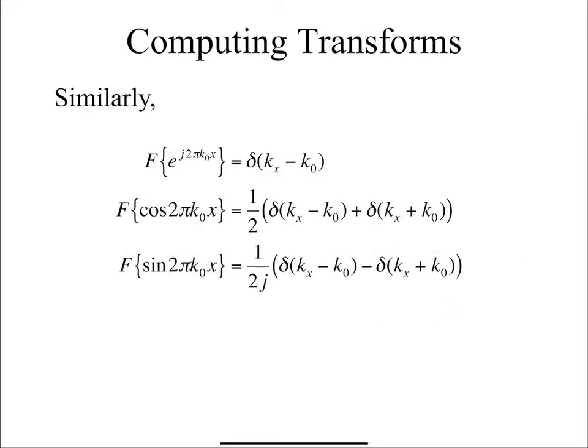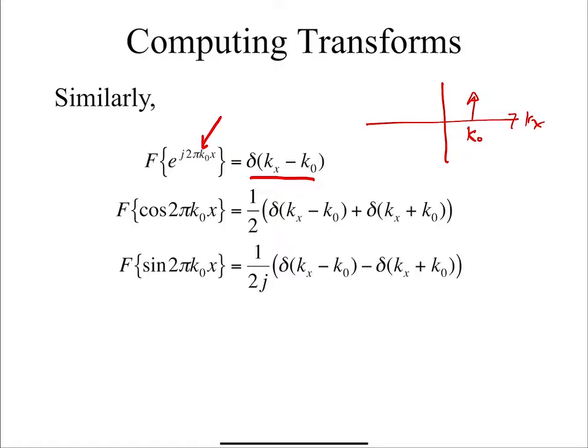And similarly, if I take e to the j 2 pi k naught x, it's going to give me delta of kx minus k naught. This is really useful to remember because it comes up a lot. The way to remember this is it's telling me my frequency is at k naught. So if my frequency is at k naught, then a good representation in kx space is just a delta function at k naught. So that's how to remember that.